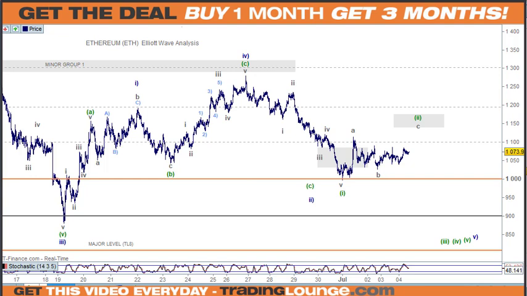US have holidays in this session today. We'll start with Ethereum and then we'll look at Bitcoin. With Ethereum and Bitcoin, we want to have a look at the bullish count and the bearish count.